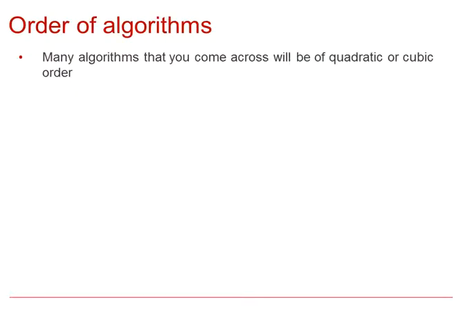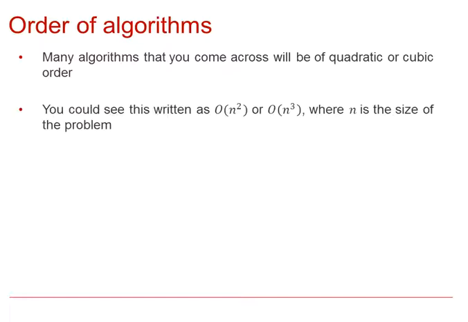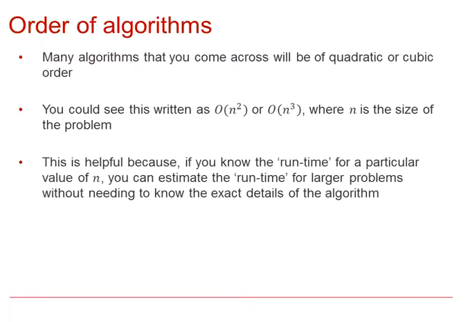Many of the algorithms you come across in this syllabus will be of quadratic or cubic order. You'd see this written as O(n squared) or O(n cubed), where n is the size of the problem, so look out for that when you are reading the questions. It's helpful because if you know the runtime for a particular value of n, you can then estimate the runtime for larger problems without needing to know the exact details of the algorithm.